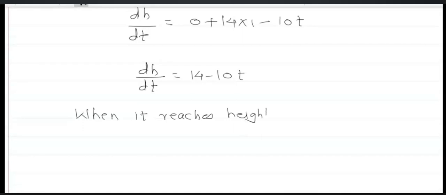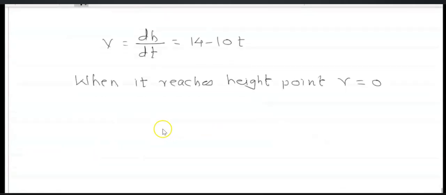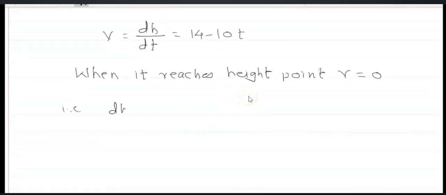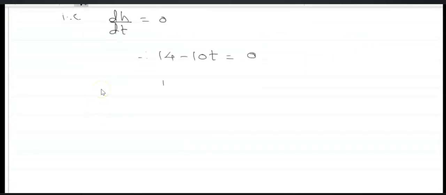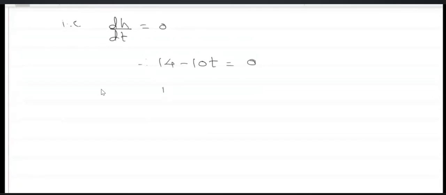If we differentiate again, the second derivative, you will get -10. That is the condition for the maximum. When it reaches the highest point, its velocity is 0. Therefore dh/dt = 0. And this is the main consideration for this problem. Also the condition for the maximum is satisfied here.